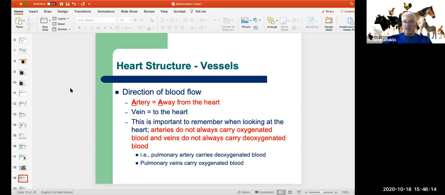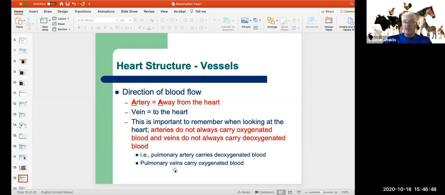Let's think about the major vessels. Arteries are best defined as vessels that take blood away from the heart. They're not necessarily always oxygenated. The exception, for example, is the pulmonary artery, which is an artery, carries blood away from the heart to the lungs, but it actually has deoxygenated blood in it. Okay, so that's an important point to remember.